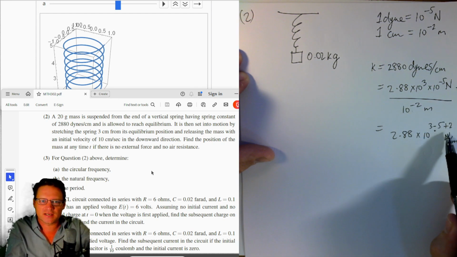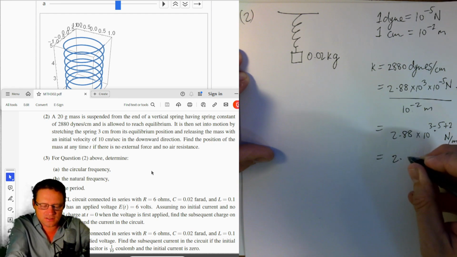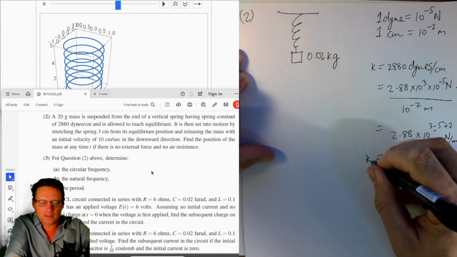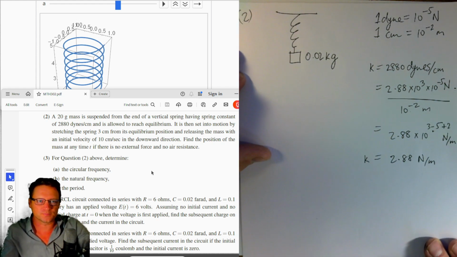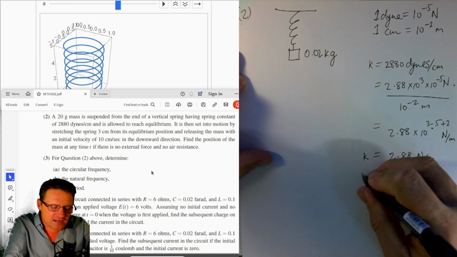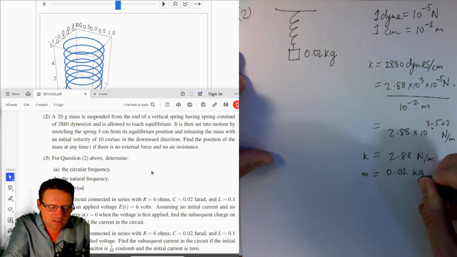Now the sum of those exponents is 0. We have 10 to the 0 there. So this is just 2.88 newtons per meter, which is our spring constant. Okay, now we have another thing to write down. M equals 0.02 kilograms.